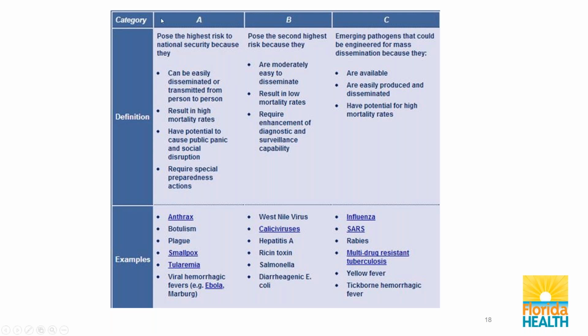Another way that they can ask you about these different categories is they can give you the definition for what a category A, category B, or category C pathogen is, and you essentially have to decide which category it belongs to. So if they tell you that it poses the highest risk to national security, you should know that it's going to be classified as category A.